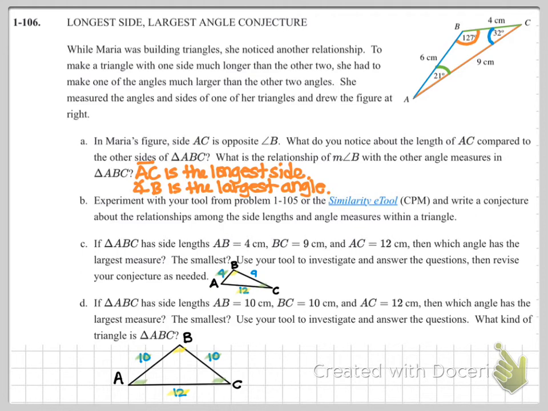And then, well, what kind of a triangle is this? Whenever we have a triangle that has the exact same 2 sides being the same, we also have 2 of the angles going to be the same. This is an isosceles triangle.